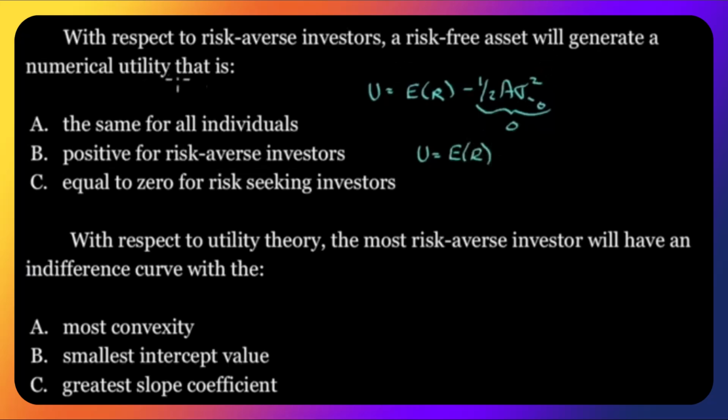So it's saying it will generate a numerical utility that is the same for all individuals. Yeah, because it just equals the expected return of the asset. That's it. Here it's saying positive for risk-averse investors. Well, there's no guarantee your return is going to be positive. None at all. It's just an expected return, right? And equal to 0 for risk-seeking investors. Again, there's no guarantee that your return is going to be equal to 0. It is the same for all individuals.